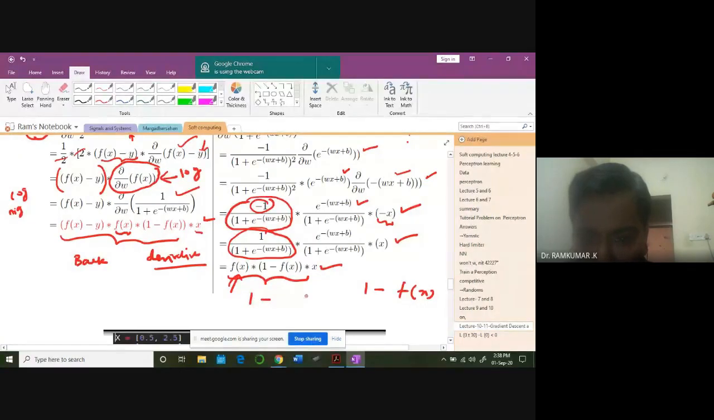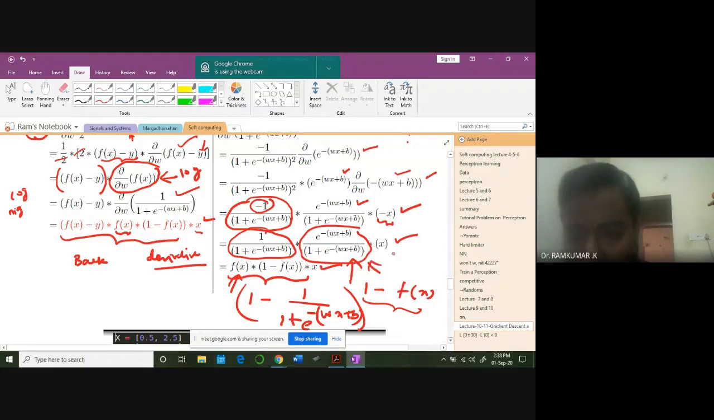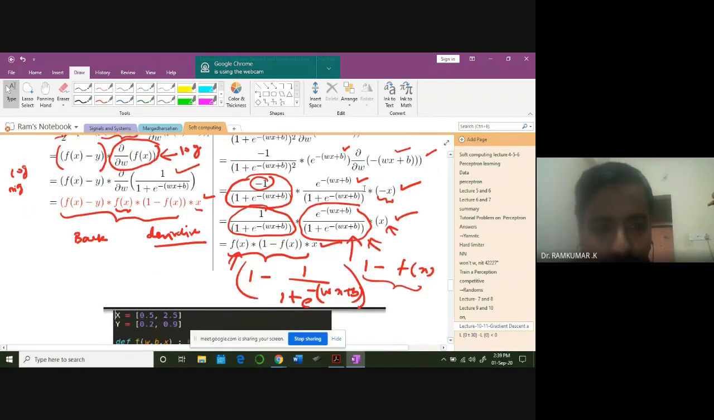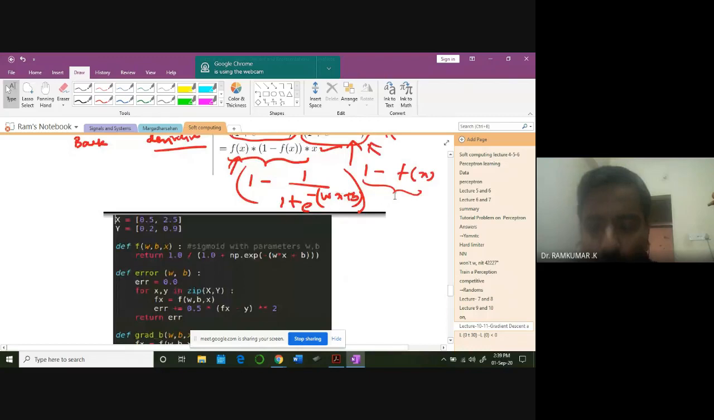To do that easily, see here, 1/(1 + e^(−wx+b)). If you do that, you'll get this term. Take the numerator and you get e^(−wx+b). The 1 will get cancelled, and you get 1/(1 + e^(−wx+b)) into x. So naturally, this is nothing but 1 minus f(x). You agree? This is f(x), this is 1 minus f(x), and this is x. So you did not compute the derivative at all. Simply plug in all those values and you get the derivative. Is it clear? Yes, sir. Anybody having difficulty again? Okay. Once you complete this stage, you can directly go for the code.